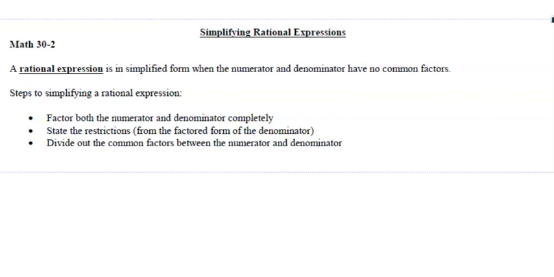Okay, so if you don't have to do any factoring, then your first step would be to state restrictions. Otherwise, factor numerator and denominator, state the restrictions, and divide out the common factors between the numerator and the denominator. That's it for simplifying.